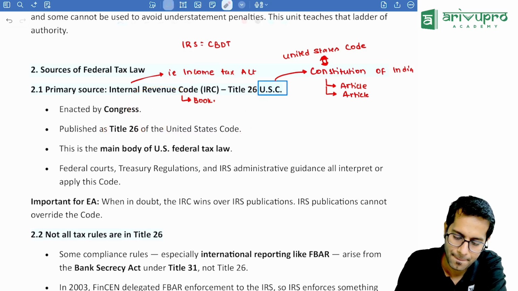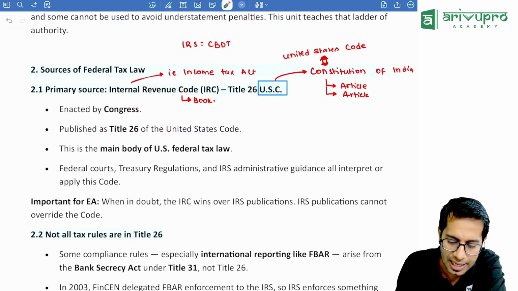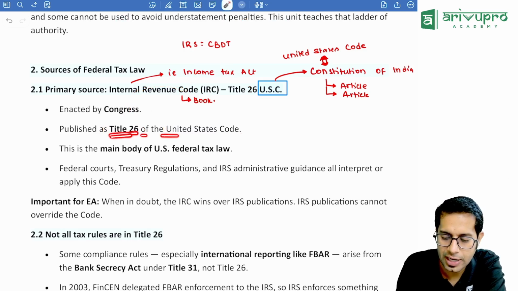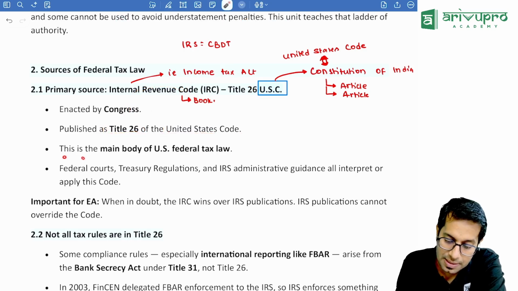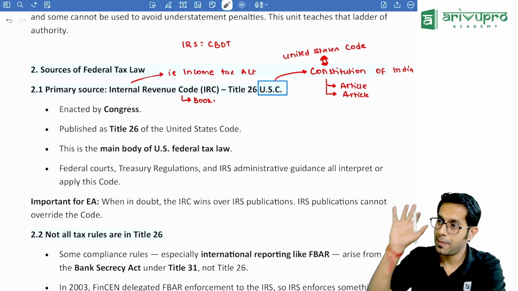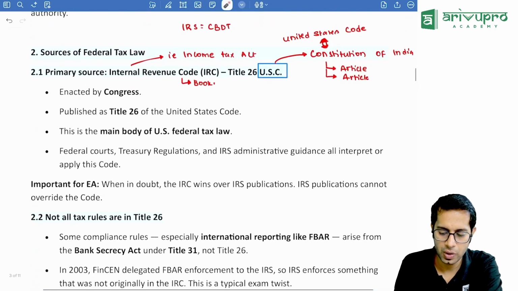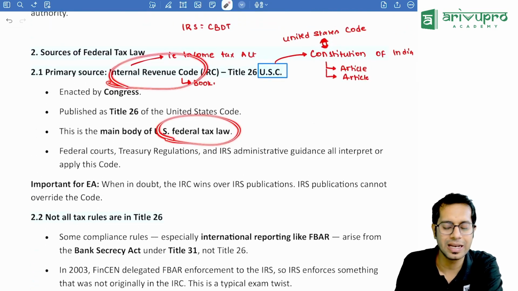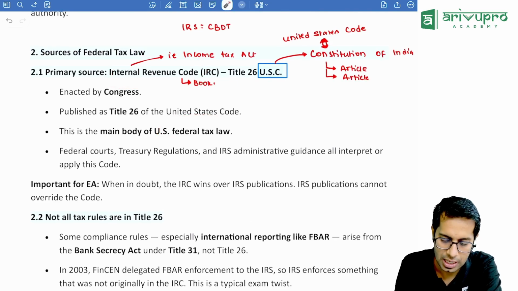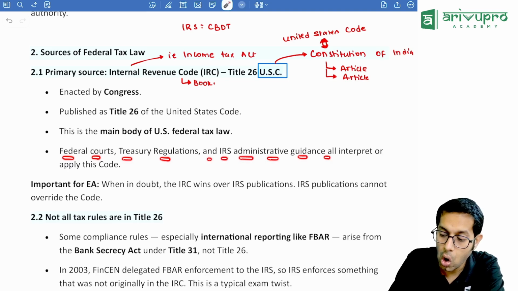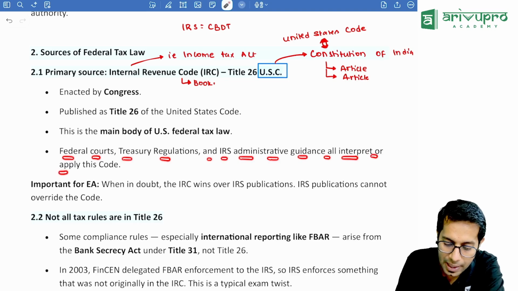Okay. So it is published as Title 26 of the United States Code. This is the main body of US federal tax law. Now under this there are different people. Who is the main body? Internal Revenue Code is the main body of US tax laws. Federal courts, treasury regulations and IRS administrative guidance all interpret or apply this code.